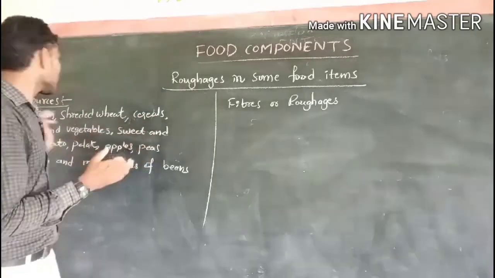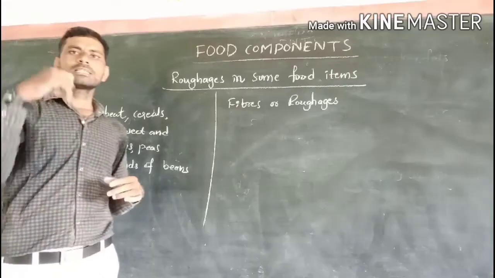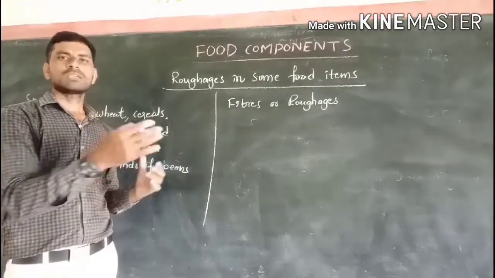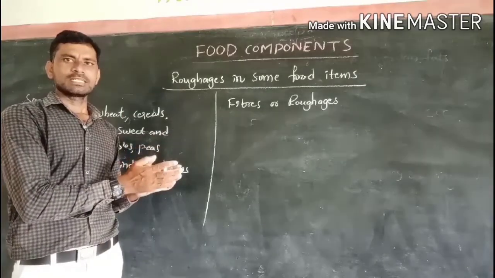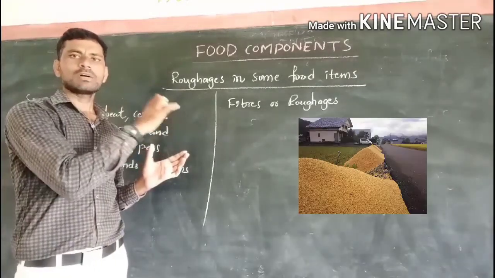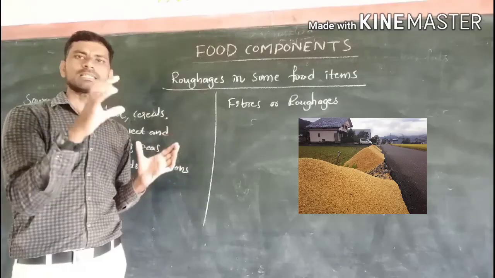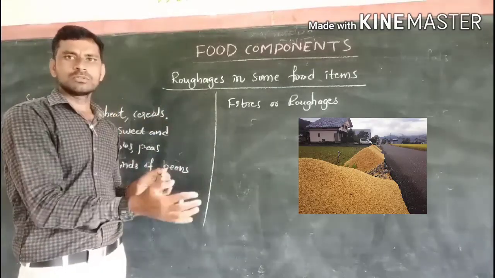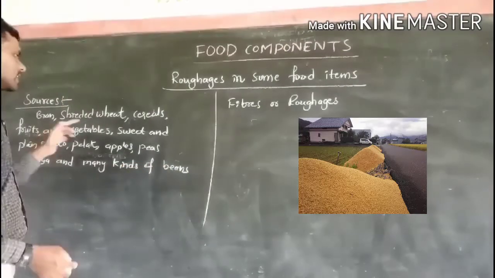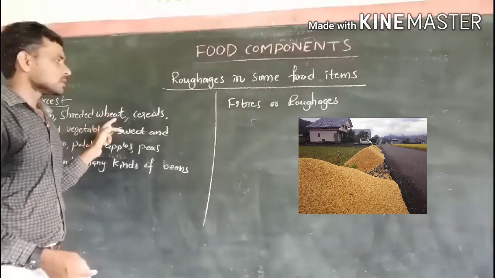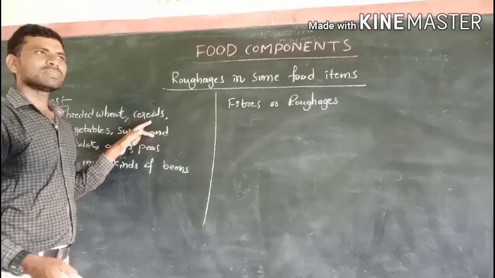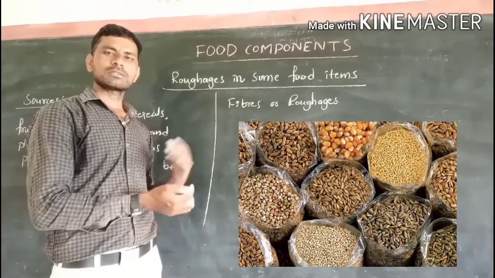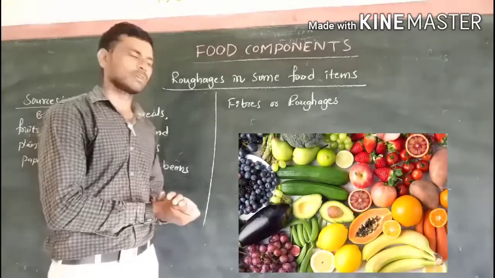So what happened here? The bran goes to waste material. The waste material is used for cattle feed, which means we lose our fibers, one type of component. Next is shredded wheat, in Telugu rava. Next is cereals. Cereals means different kinds of seeds. They are also sources of fiber or roughages.